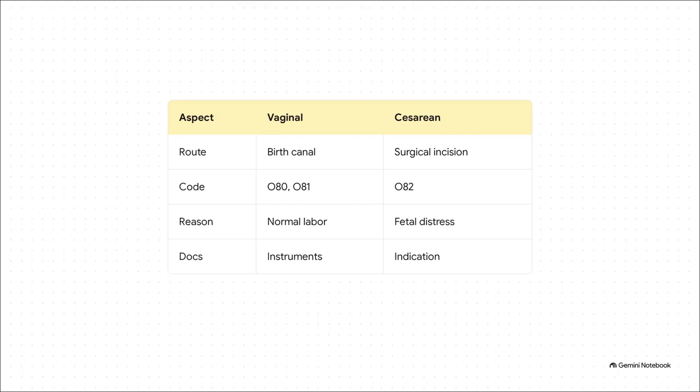For the codes, your primary standalones are O80 and O81 for vaginal, and O82 for cesarean. When we look at indications, vaginal relies on normal or assisted labor, while cesarean often hinges on complications, like fetal distress or malpresentation. Ultimately, your documentation hunt changes completely depending on which column you're in. You're hunting for instrument types on the vaginal side and specific surgical indications on the cesarean side.